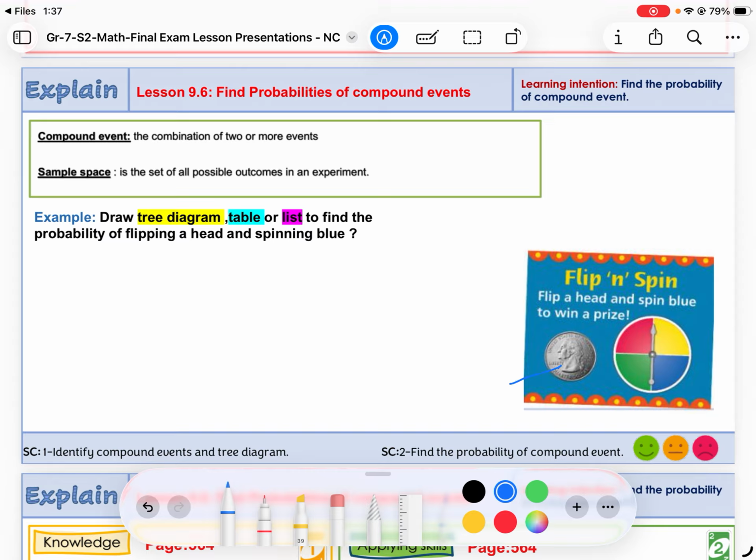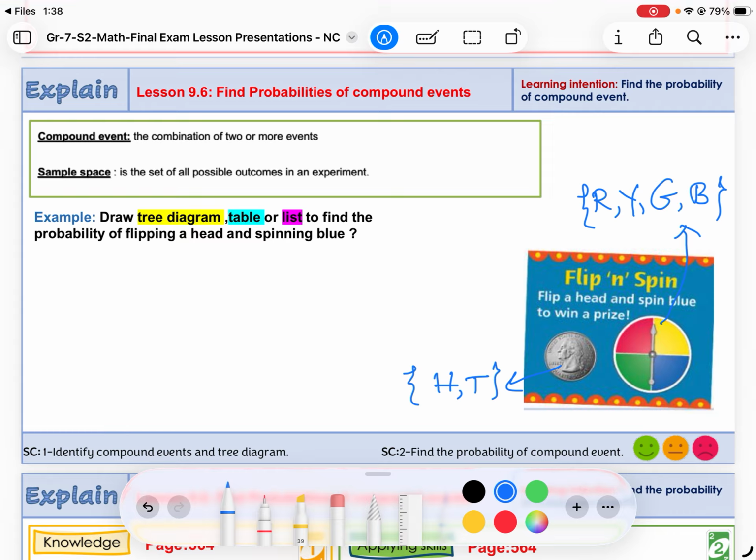First of all, when you flip the coin, what are you expected to get? It's easy, head or tail. And here, when you spin the wheel, you are expected to get red color, yellow color, green, or blue. I'm gonna use letters for each color. And so the first way is to make the tree diagram.